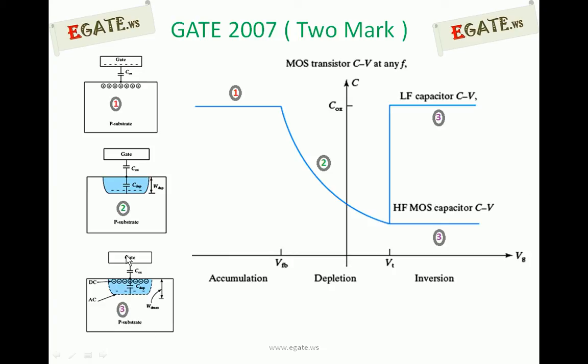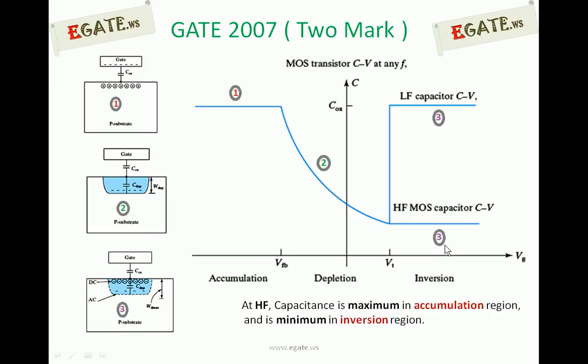By that time the distance between the plates increases, so the effective capacitance is reduced. So this is the capacitance at high frequencies. At high frequencies the capacitance is reduced. So we will get maximum capacitance under accumulation region and minimum capacitance at the inversion region at high frequencies. At high frequency, capacitance is maximum in the accumulation region and minimum in the inversion region.